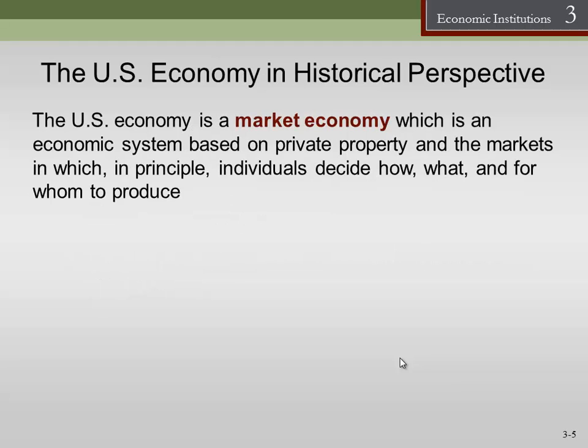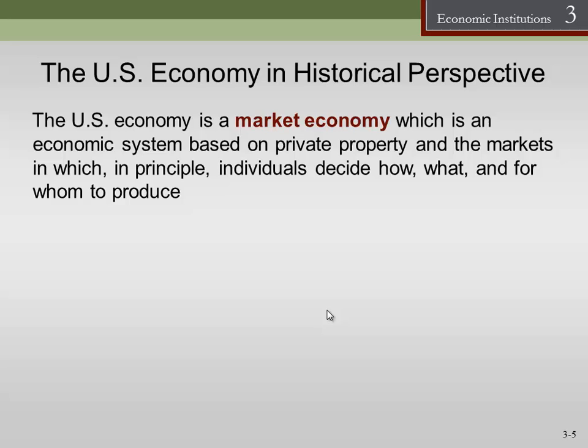Okay, the U.S. economy in historical perspective. So the first thing is that the U.S. economy is a market economy. Well, more accurately, it would be to say the U.S. economy is a mixed market economy. The U.S. economy contains both elements of a market economy and a planned economy, something with interaction between regulators and the market. So a market economy is an economy with private property and markets, in which in principle individuals decide how, what, and for whom to produce.